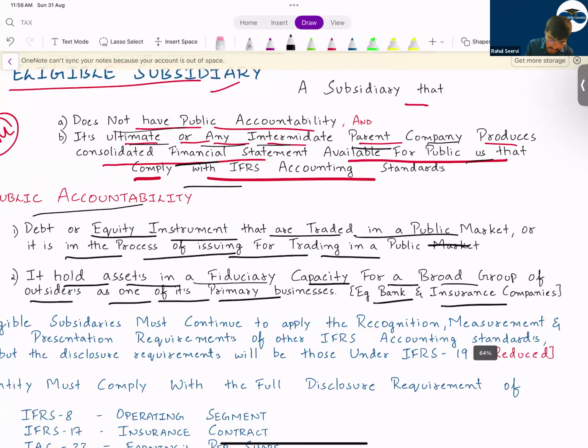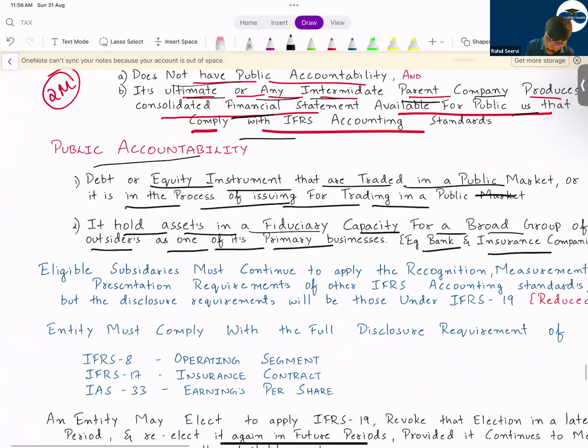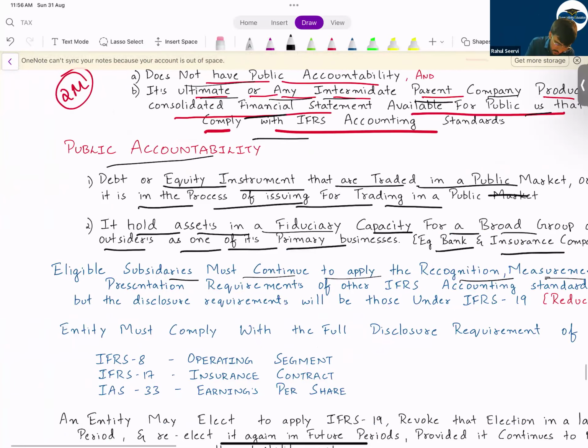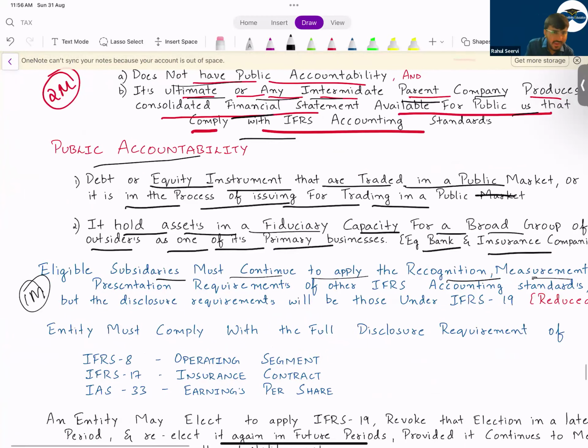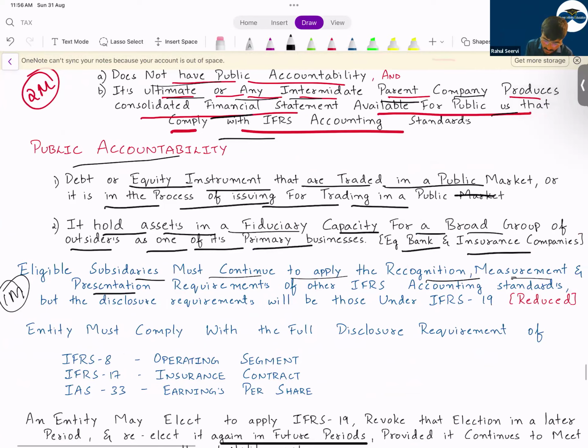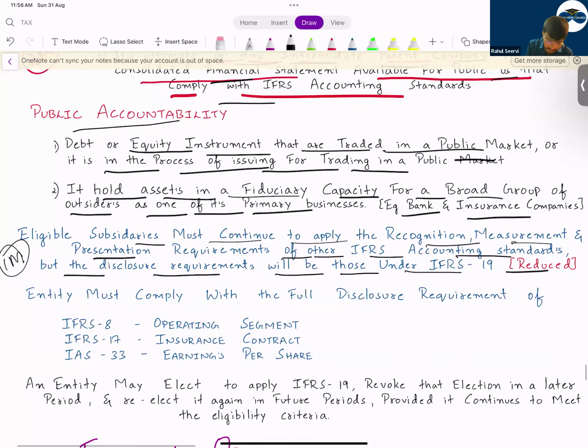eligible subsidiary. Now see, an eligible subsidiary must continue to apply recognition and measurement. This also will carry 1 more mark. Maximum the question will come for 5 marks or 6 marks, not more than that. Recognition, measurement and presentation requirements of other IFRS accounting standards continue, but the disclosure requirement will be those under IFRS 19, the reduced one. The entity must comply with the full disclosure requirement.